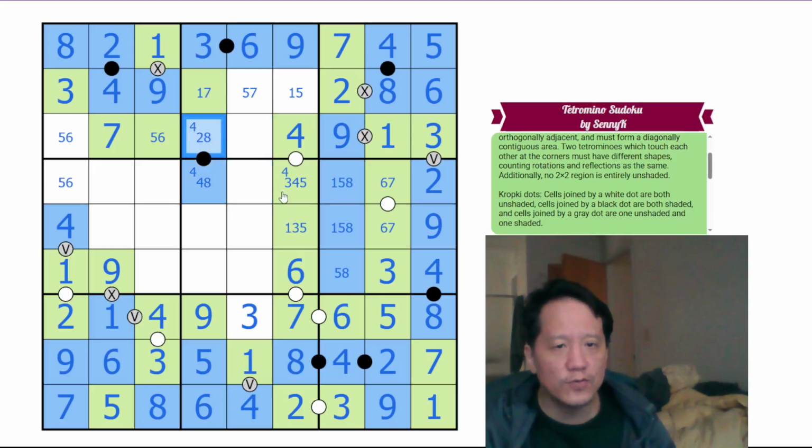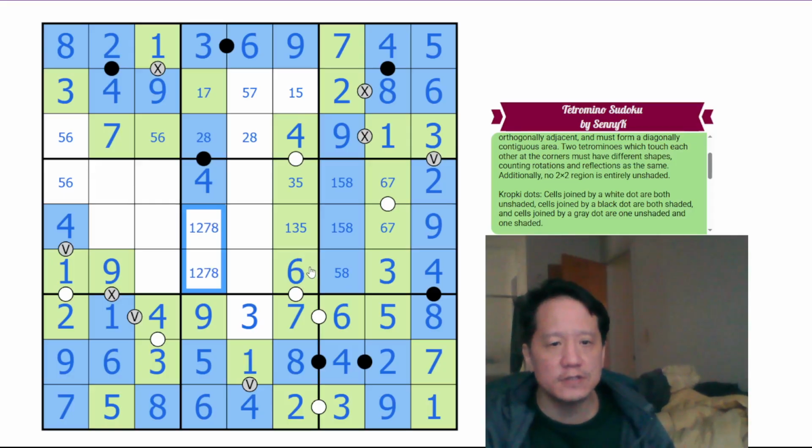This can't be 4. We have 2 or 8. Therefore, we need a 4 here. No 4 here. This is 2 or 8 here. This is 2 or 8 here. Remaining digits are 1, 2, 7, 8 in column 4. No 1 here.